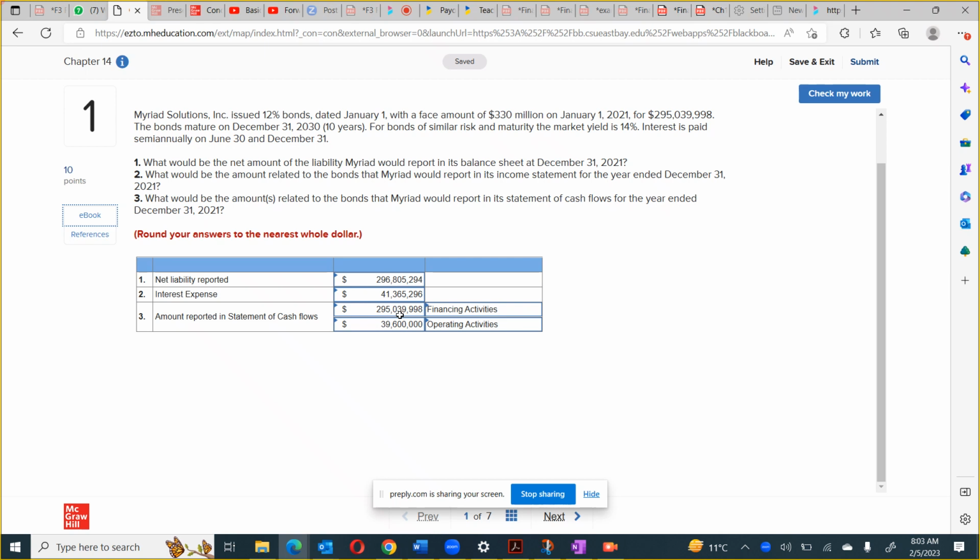Why is it financing activities? Because we have taken a loan from the lender, from the bondholder. Okay.